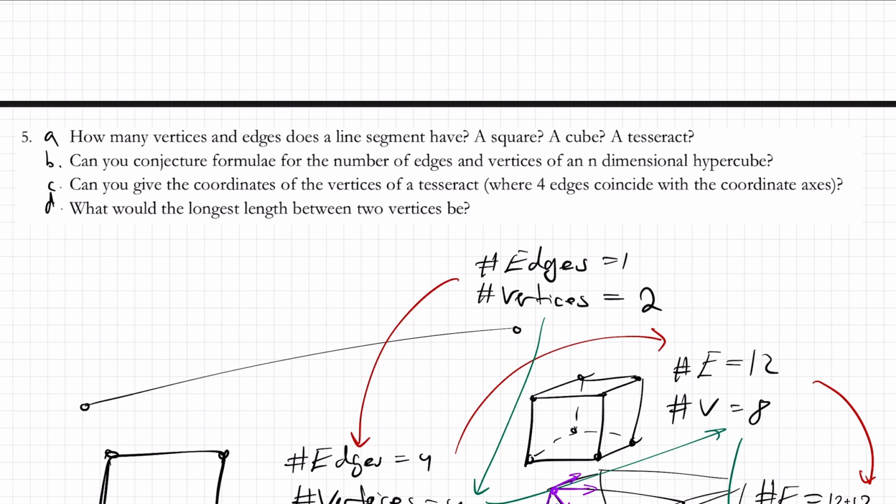Can you give the coordinates of the vertices of a tesseract where 4 edges coincide with the coordinate axes?